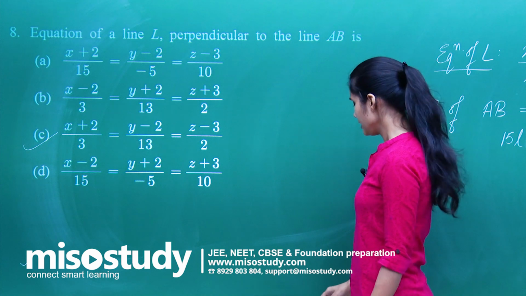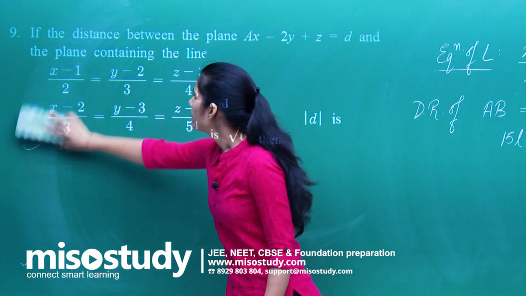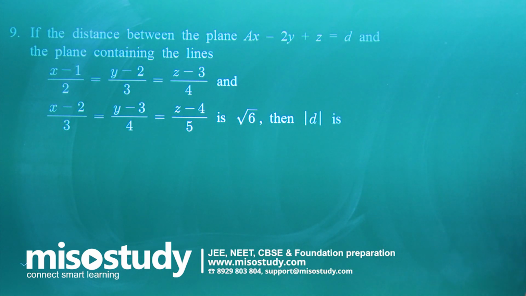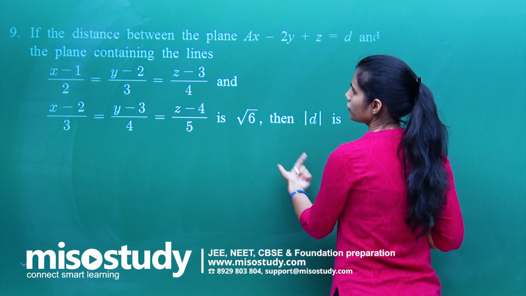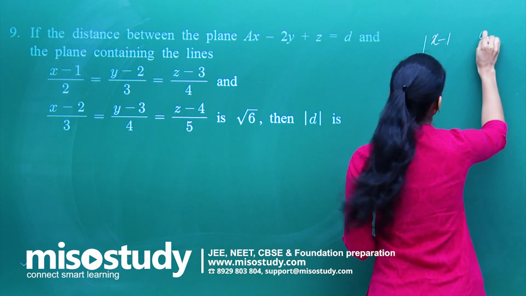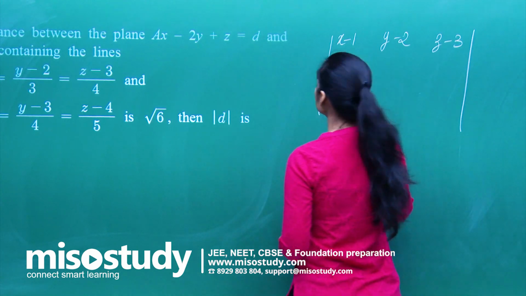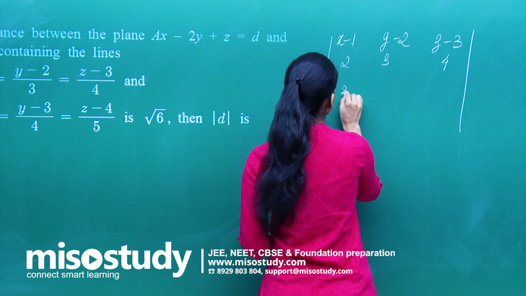Clear? Next question says that if the distance between this plane and the plane containing these two lines is root 6, then what is that mod D's value? So let's first find out the equation of the plane containing these two lines. It's very easy. It is x minus 1, y minus 2, z minus 3, and then you have 2, 3, 4, and then you have 3, 4, 5.